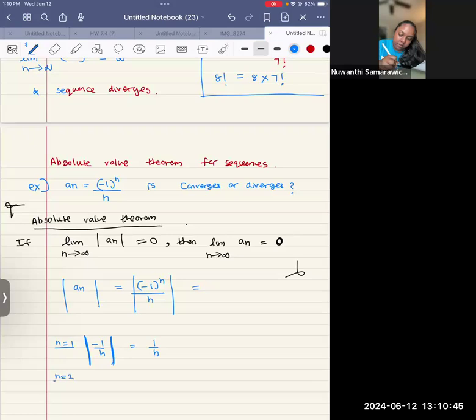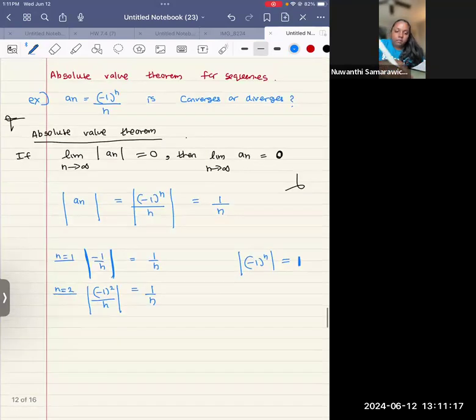When n is equal to 2, inside negative 1 over negative 1 to the power 2 divided by n, so it's just 1 over n again. So whenever n is a positive integer, you always get negative 1 to the power n. When you take the absolute value of this, it is just 1. So you will end up getting 1 over n. Then we are going to use the absolute value theorem.